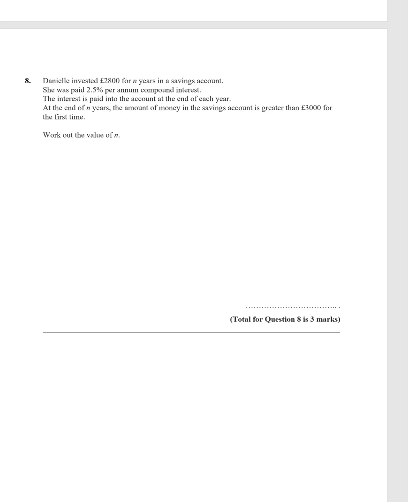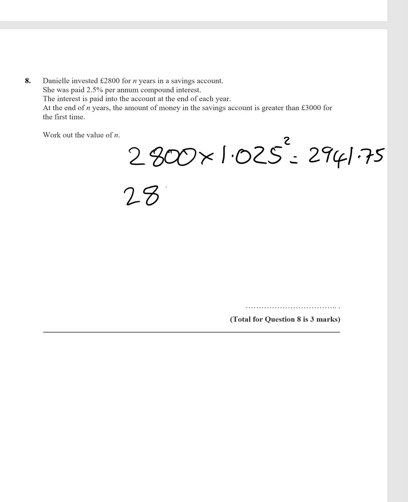Right, now you can just do trial and improvement for this one. So let's actually try it. We need to do 2,800 times by 1.025. Now, if we do that to the power of 2, we'll get an idea of whereabouts we are. So, to the power of 2 basically means 2 years. Gives you an answer of 2941.75, so not high enough. Let's go to the next year. And I think that will probably be fine.